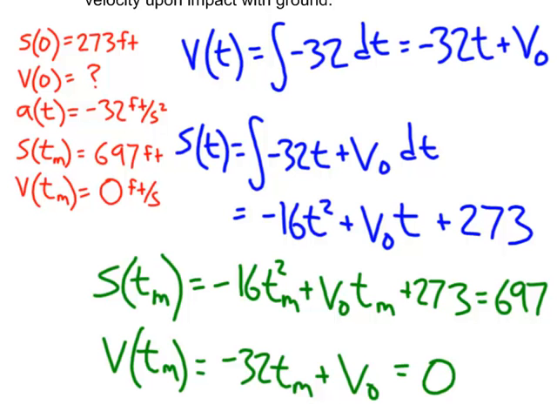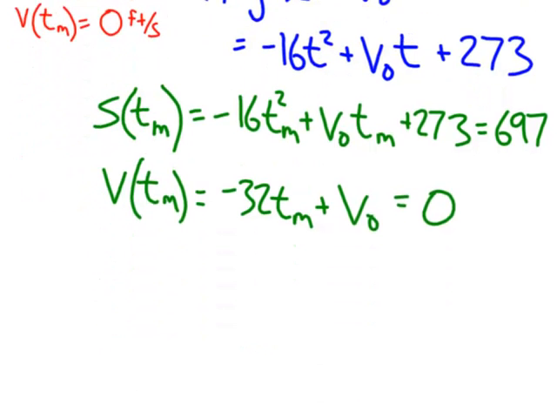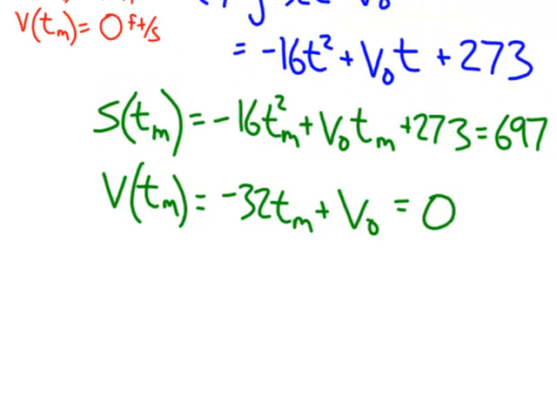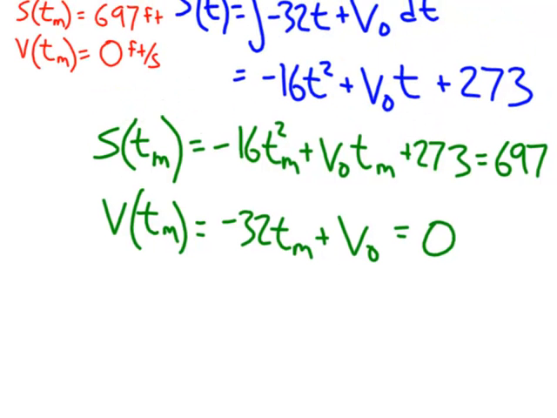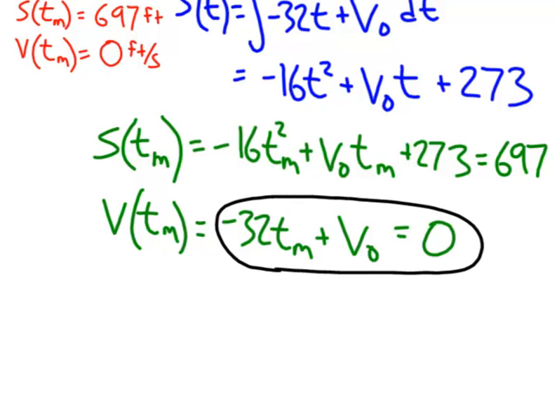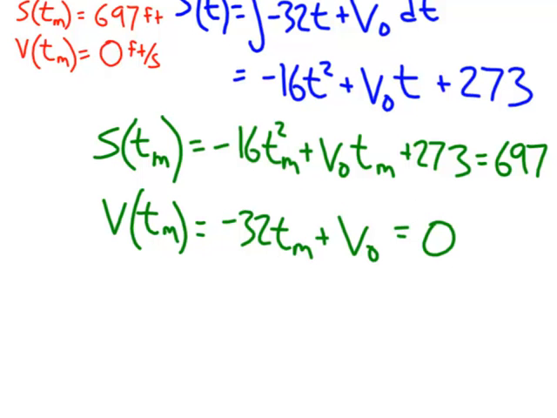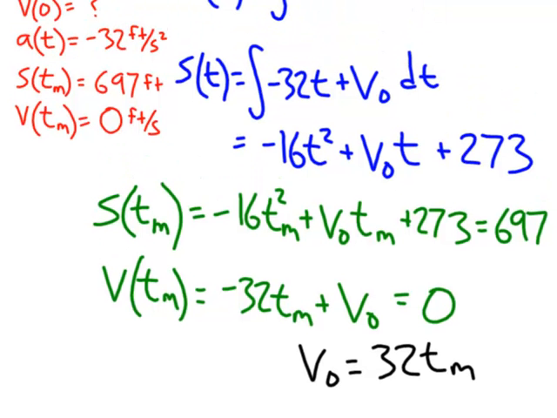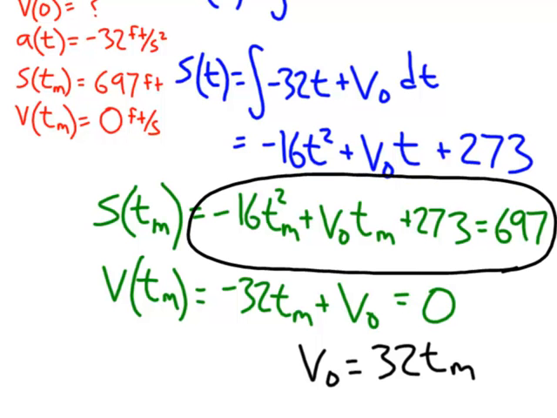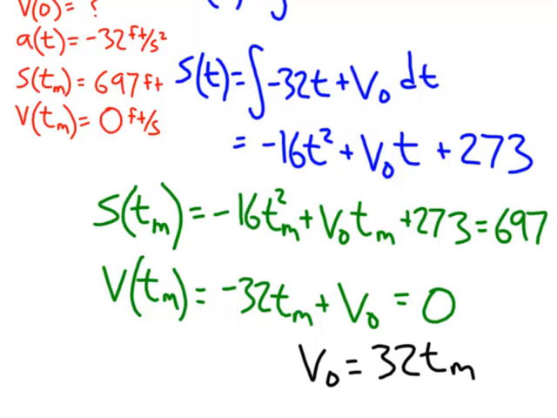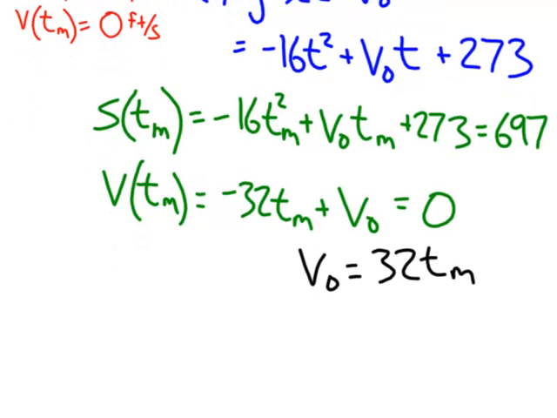So I'm looking at the system of equations, and I see the easiest route to solve for those unknowns is to solve for v sub 0 in terms of t sub m here. Let's get the v sub 0 on one side, and it doesn't take much work to get that isolated. V sub 0 equals 32 times t sub m. And now we're going to substitute that into our position equation. We're going to substitute that into this equation right here, and that will give us a single equation with a single unknown.